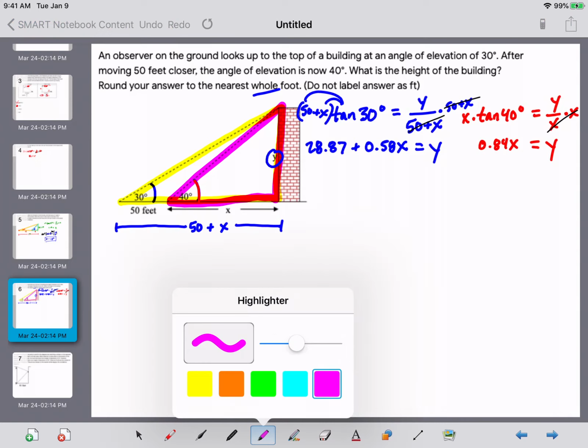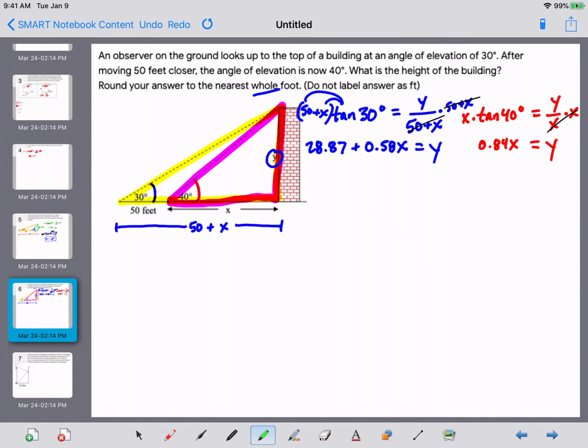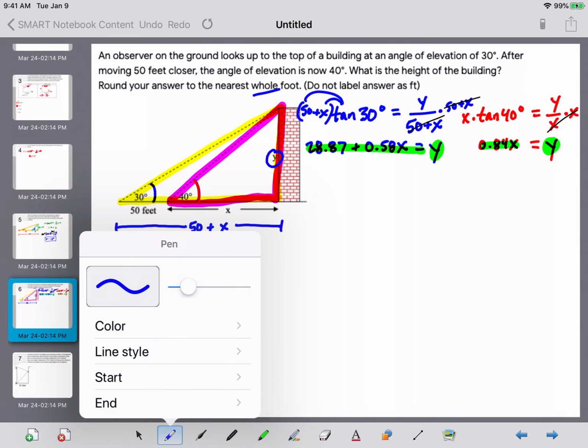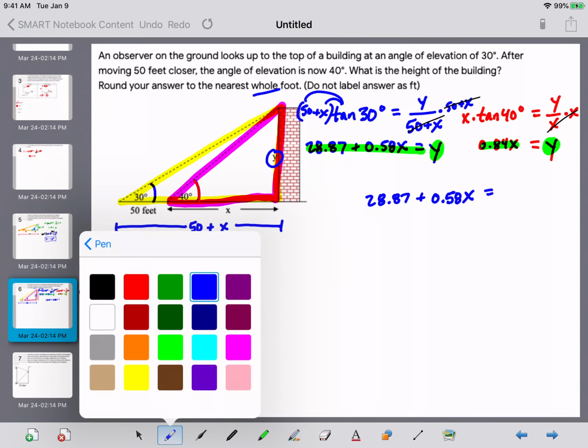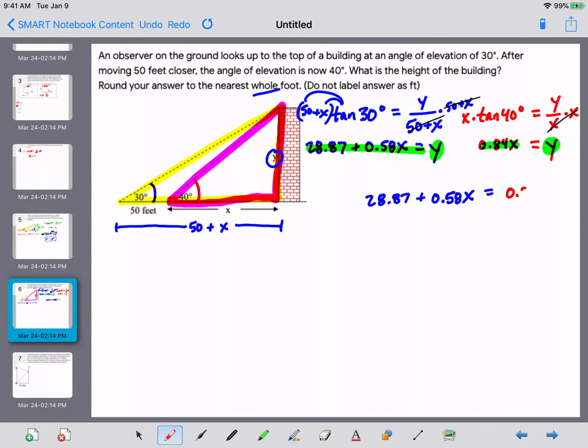And now, since these both equal y, like this is y, that means you can set this side equal to this side. So what we're going to say is 28.87 plus 0.58x is equal to 0.84x. And then from here, it's just algebra.